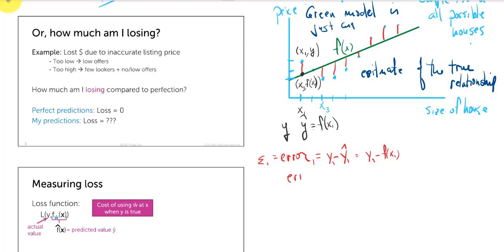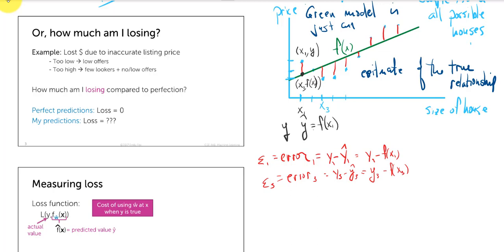And the error for x3, or we might call it error 3, is what? So that's going to be y3, which is where? That's the coordinate of this point, the blue dot, minus the predicted height, which is here, which we could call y hat 3. And then this would be, again, y3 minus f of x3. We could use this notation like this. We could call it error 3. We could call it epsilon 3. We could call it whatever we want. Okay, so we're going to be using notations like this.